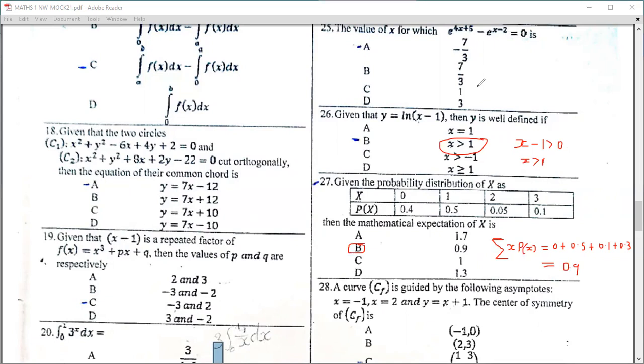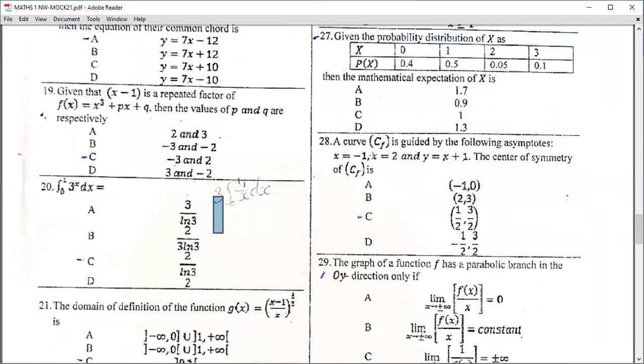Question number 28. The curve below is guided by the following asymptotes. We have x equals -1 and x equals 2, these are the two vertical asymptotes, and we have an oblique asymptote, the line y equals x plus 1. So what will be the center of symmetry? Normally, the center is given by the average of the two vertical asymptotes. So -1 plus 2 divided by 2 is going to be equal to a half, right?